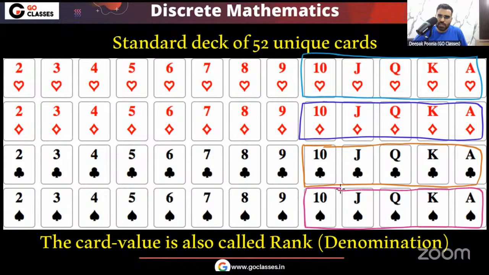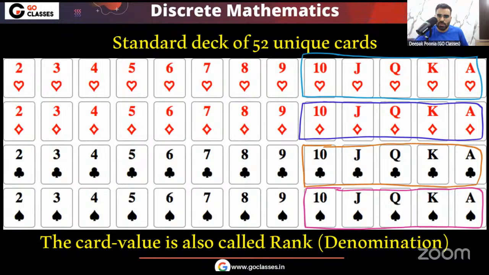Because what is a royal flush? This is a set of 5 cards all in the same suit, and these 5 cards must have these values: 10, Jack, Queen, King, Ace. Very simple. So you can see that for any particular suit, there is only one royal flush. Total we have 4 suits, so total we have 4 royal flushes only. The number of royal flushes is only 4.